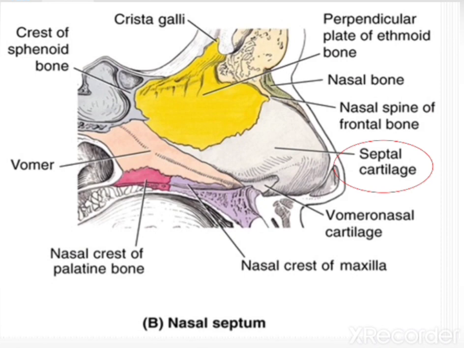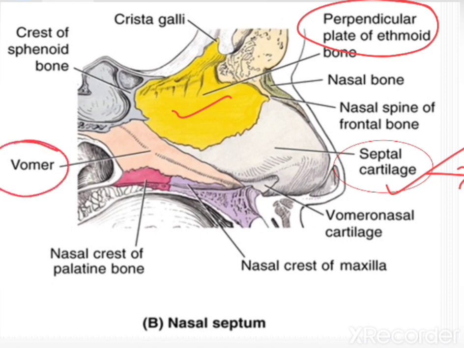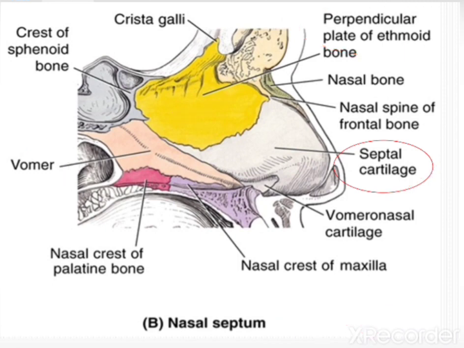So this is the lateral wall of the nasal septum. Here you can see the nasal septum is made up of a septal cartilage, which is mainly hyaline cartilage. This is the ethmoid bone or the perpendicular plate of ethmoid, and this is the vomer. So these are the 3 components of the nasal septum: the septal cartilage, perpendicular plate of ethmoid bone, and the vomer bone.